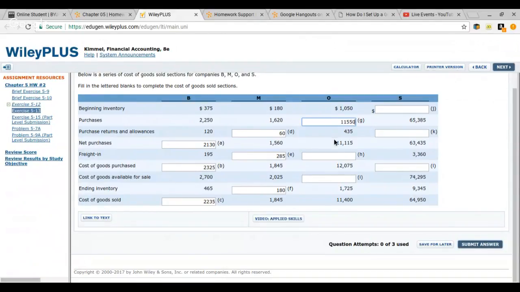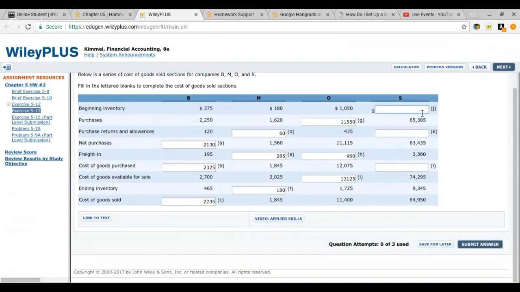Now as we come down, we have the same situation with cost of goods purchased and net purchases. The difference between these is going to be the cost of our freight in, which in this case is $960. Finally, if we add the cost of goods purchased to our beginning inventory, that'll give us our cost of goods available for sale, which is $13,125.